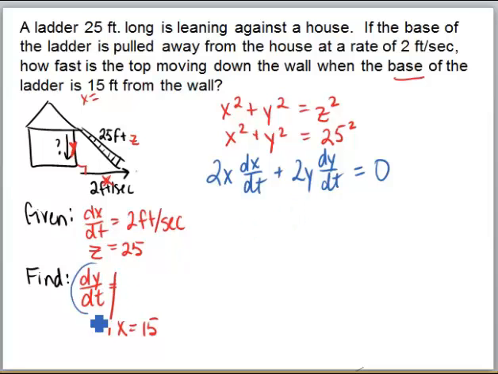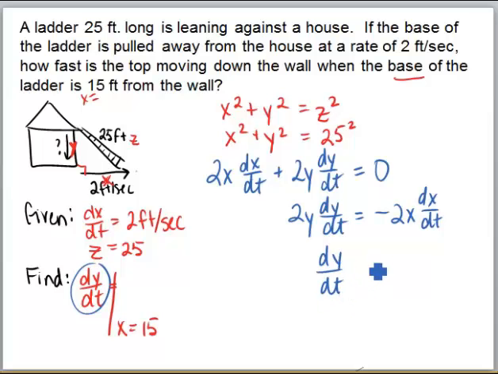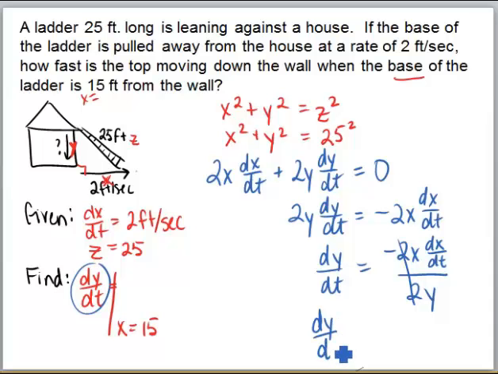We're finding dy over dt, so I'm going to get dy over dt by itself. I could plug in known values at this time too. I'm just going to go ahead and solve for dy over dt. dy over dt ends up being negative 2x dx over dt divided by 2y. The 2's actually cancel, and I'm going to go ahead and plug in my known values now. I might have done this a little out of the order that we're used to, but that's okay. X is equal to 15. Dx over dt is 2. And then we're supposed to put this over y.